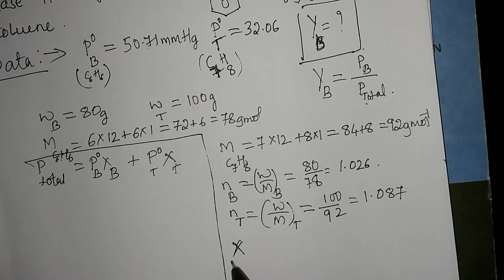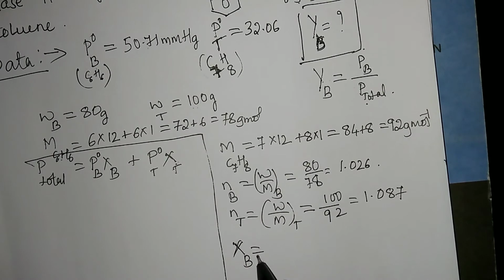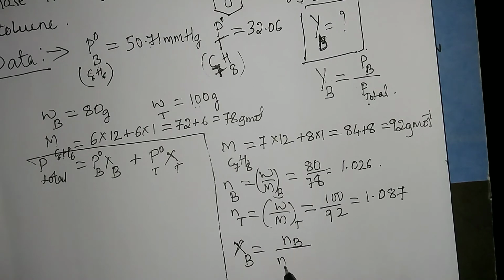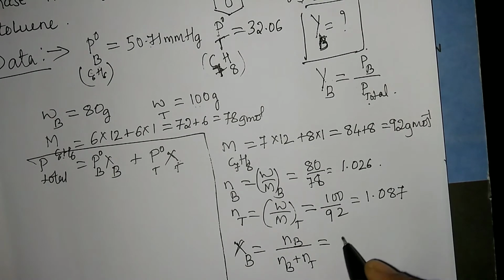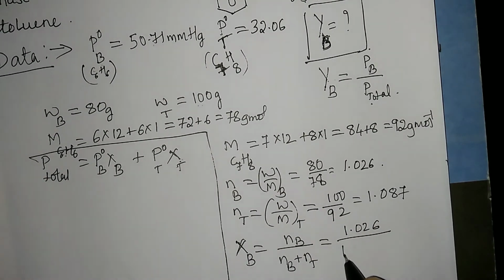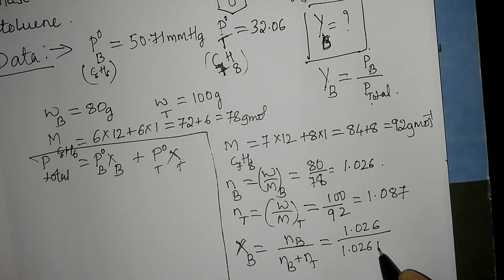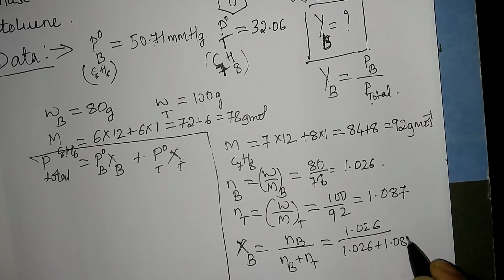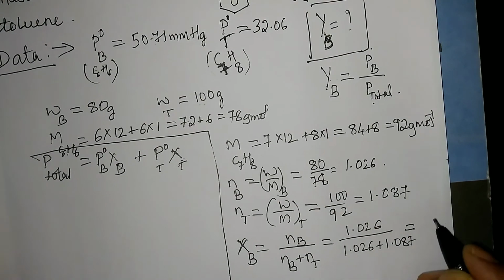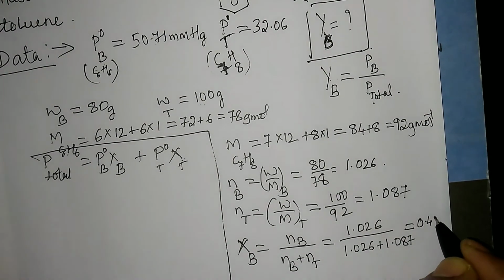Now we will calculate the mole fraction of benzene in the solution, that is equal to the number of moles of benzene divided by the number of moles of benzene plus the number of moles of toluene. So 1.026 divided by 1.026 plus 1.087. Pause the video and do the calculation. So we get 0.485.